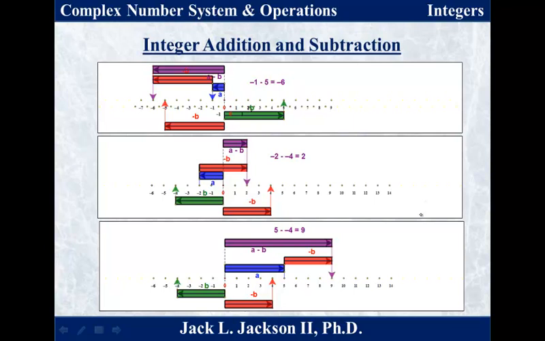Here are some other examples. Negative 1 minus 5 says we start by going left 1 and then left 5 more to end up at negative 6. Negative 2 minus a negative 4 is negative 2 plus 4, which means we go left 2 and then right 4, and we end up at positive 2. Positive 5 minus negative 4 is positive 5 plus 4, which means we go right 5 and then right 4 more, and we end up at 9.